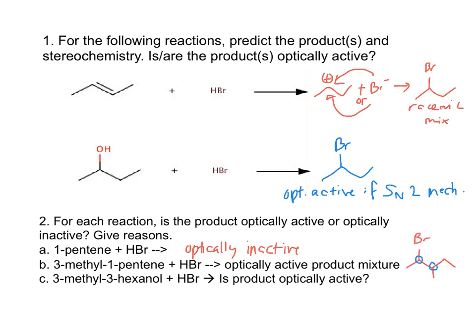We would see a racemic mixture at one chirality center, that is the carbon bonded to the bromine, but carbon 3, the original chirality center, will still be optically active. For reaction 2C, 3-methyl-3-hexanol has a chirality center, so if it's a substitution reaction, the product will be optically active if the substitution mechanism is SN2.